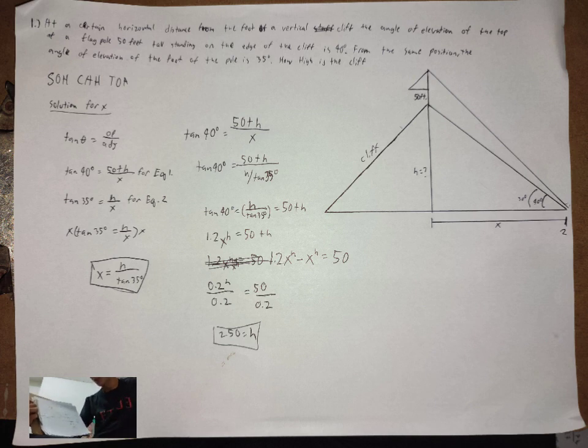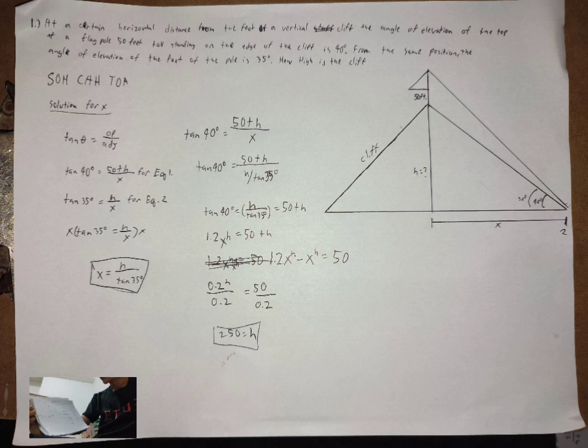So let's use the Sakatoa technique. The solution for x: tangent theta is equal to opposite over adjacent. So tangent 40 degrees is equal to 50 plus height over x for equation number 1. Then for equation number 2, tangent 35 degrees equals height over x. So x multiplied by tangent 35 is equal to height over x multiplied by x. So x is equal to height over tangent 35.